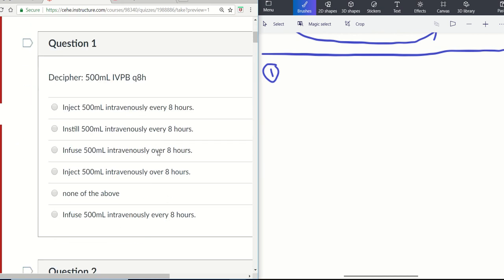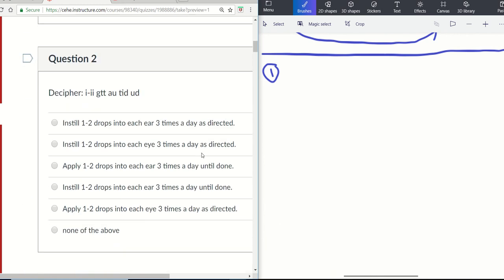So for the first few, let me know what you got as the answer. None of the above for number 1? Yes. So it's infuse, right? There's no piggyback. Good. How about number 2?